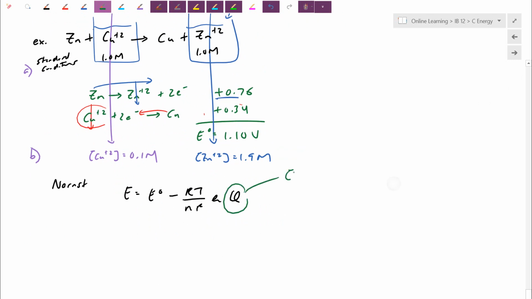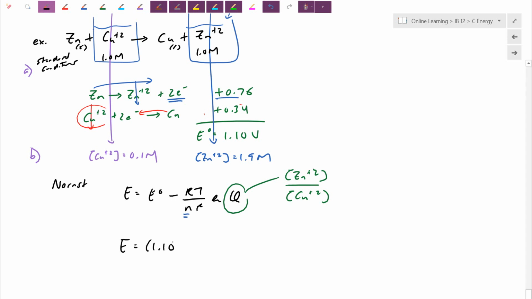The products is just going to be the zinc concentration, the reactants is just going to be the copper, because the other ones are actually solid. So those aren't included in the equilibrium expression. In the balanced equation, there are 2 electrons being transferred, so we punch in a 2 for n. So let's do this voltage. What's the overall voltage now that the battery has been running for a little bit?